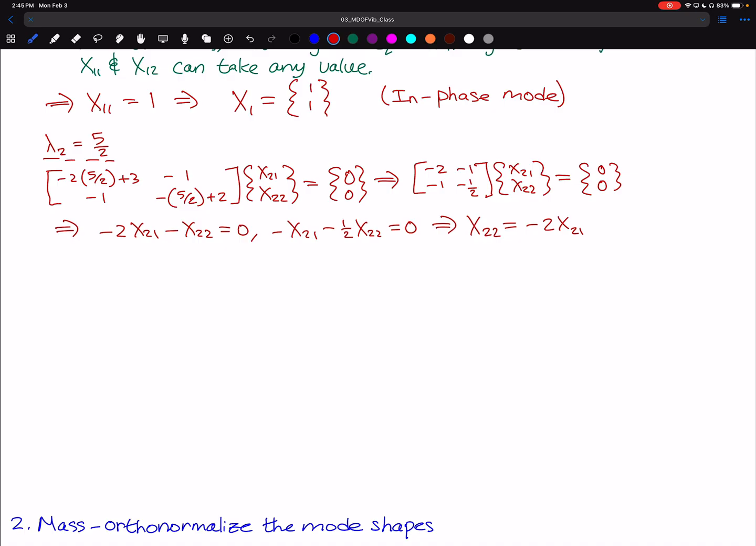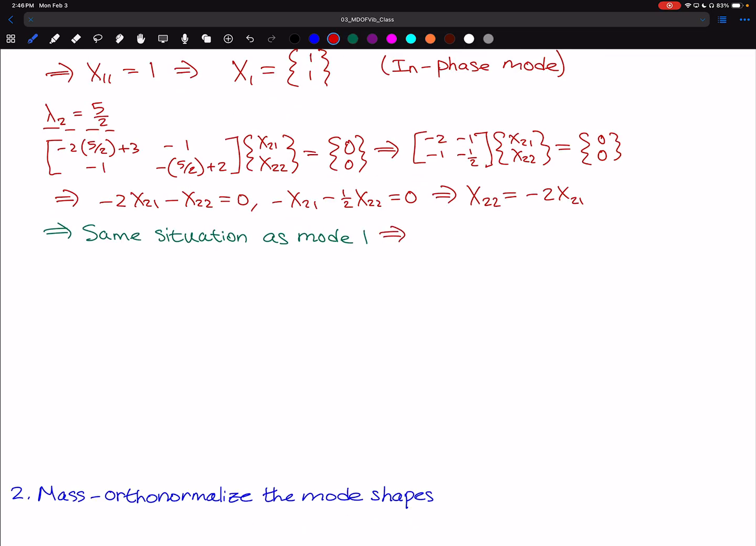Okay, so this is now just the same situation as mode 1. And it's always true. If you end up with n degrees of freedom, you have n minus 1 equations, so there'll always be one that is arbitrary. Hence why you can always arbitrarily scale a mode shape and it remains valid.